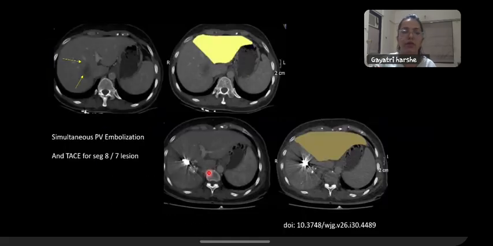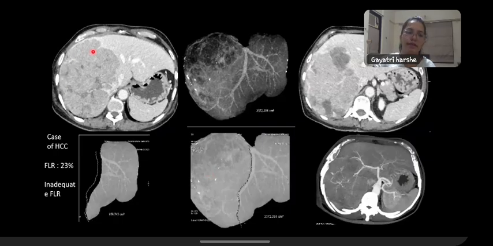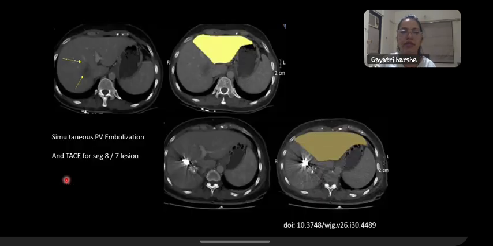But now, this is another case of HCC where the entire liver was 3572 cc and the left lobe with MHV was only 856 cc. So the future liver remnant of this particular case is only 23%. So this is inadequate for this particular case. So we can apply this into our routine cases.